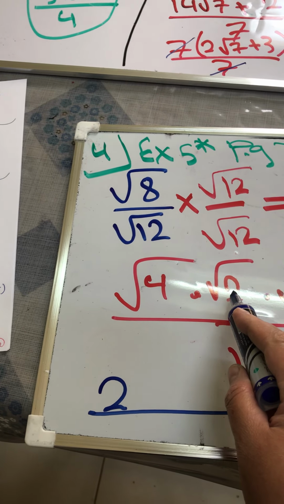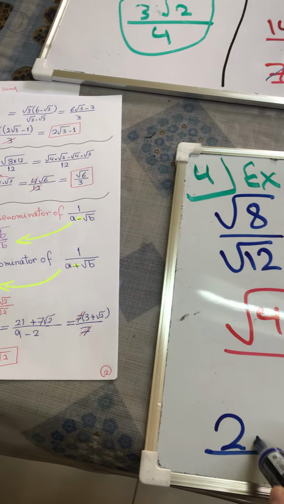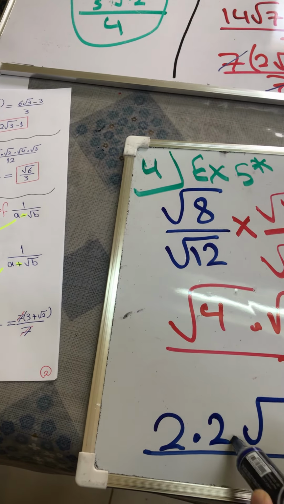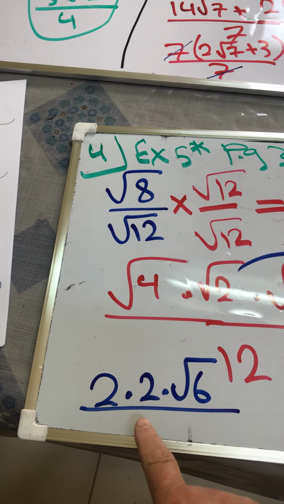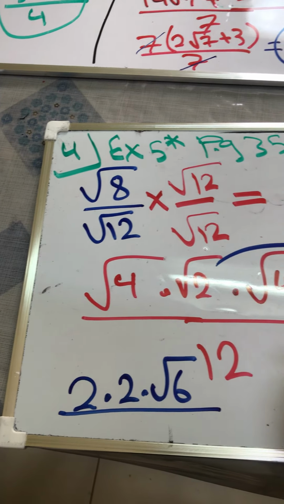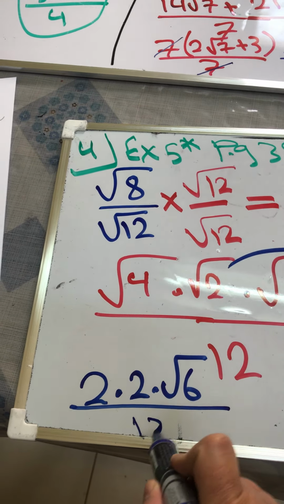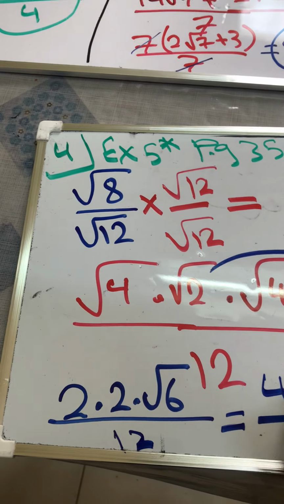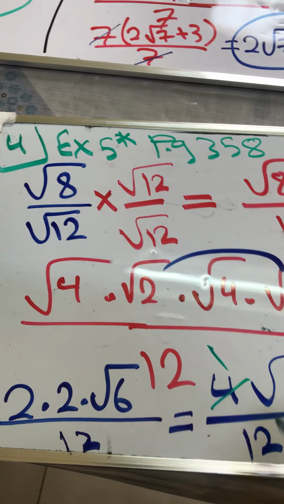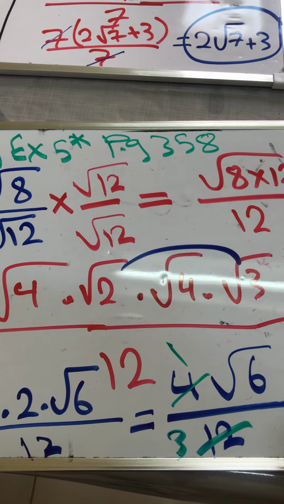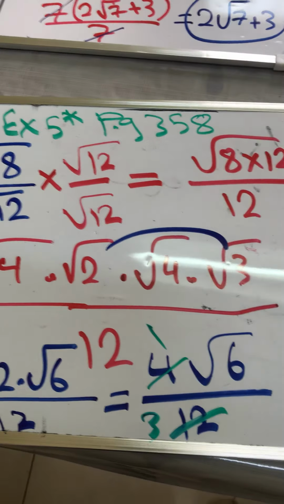Square root of 2 multiplied by square root of 3 like this. Here gives me 2 and square root of 6. You understand what happened? The answer of square root of 4 is 2. Square root of 2 times the square root of 3 equals square root of 6. And here 12. So what I have up, I have 4 square root of 6 over 12. Simplify, divided by 4 equals 1, divided by 4 equals 3. So the final answer is square root of 6 over 3, like this.